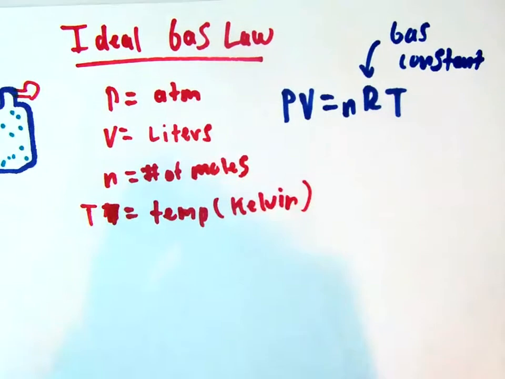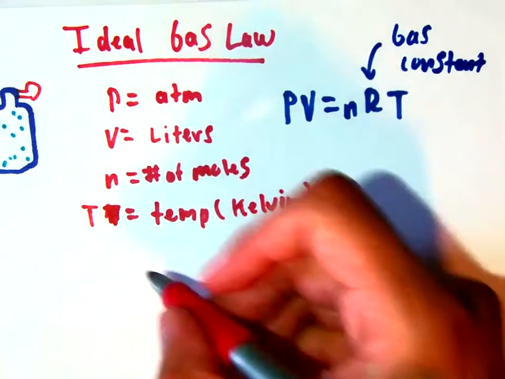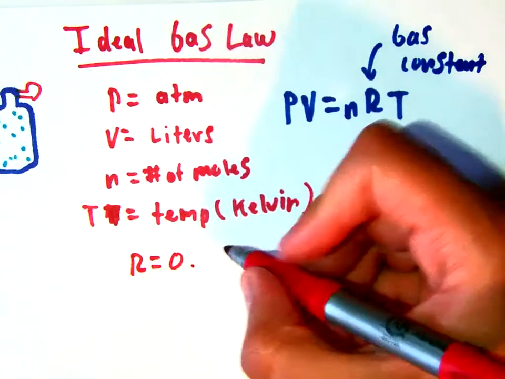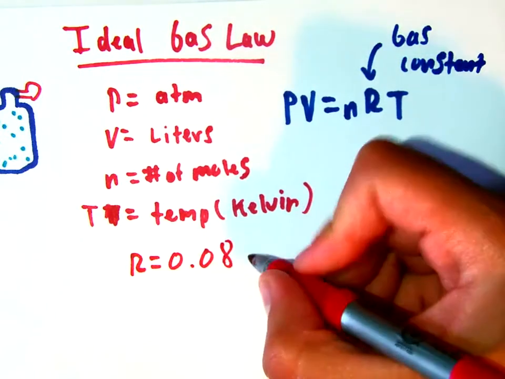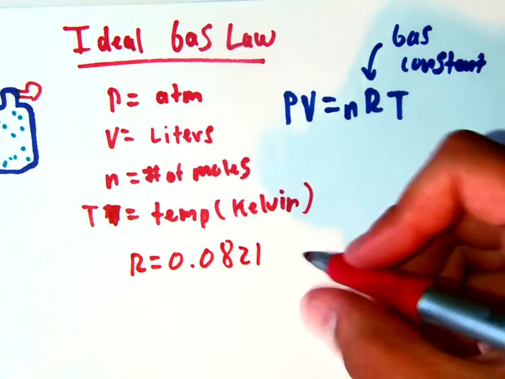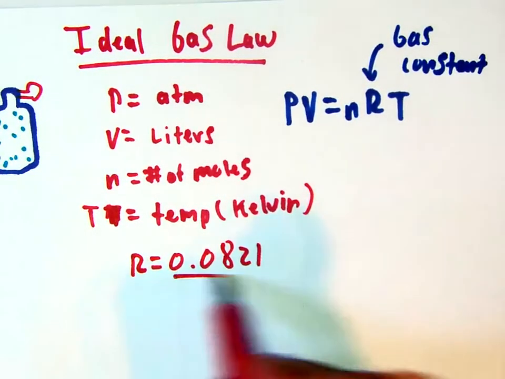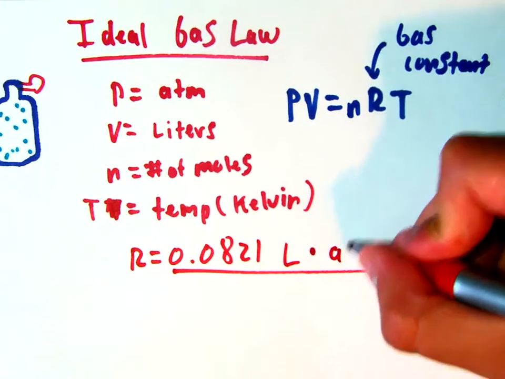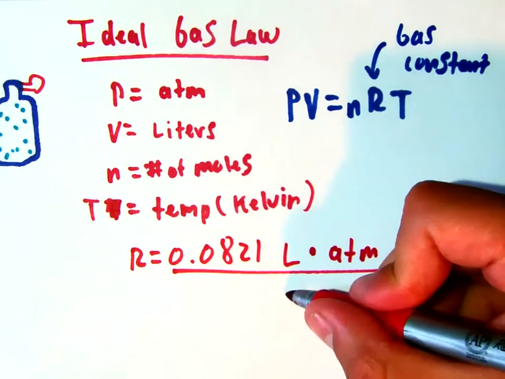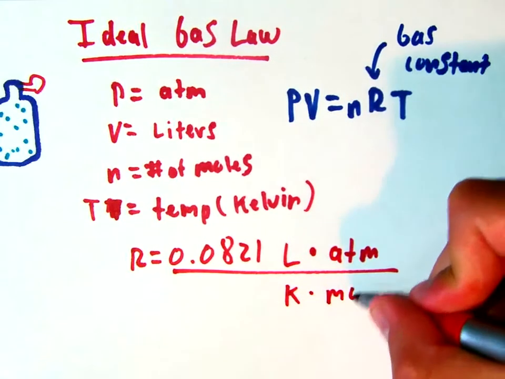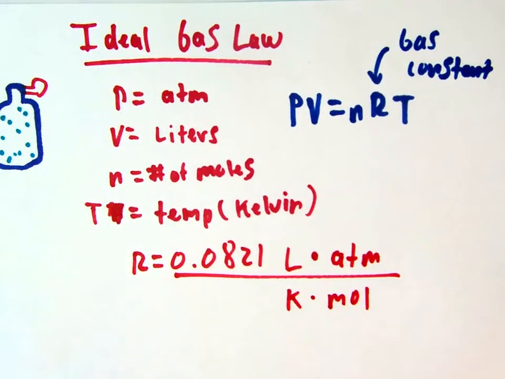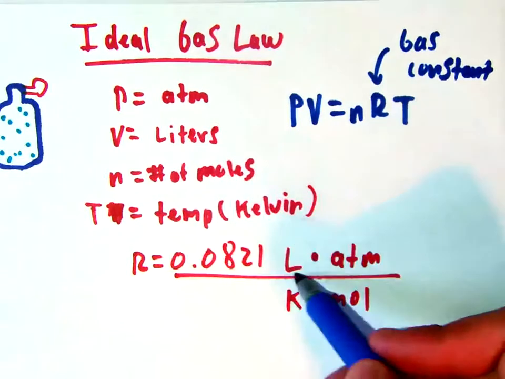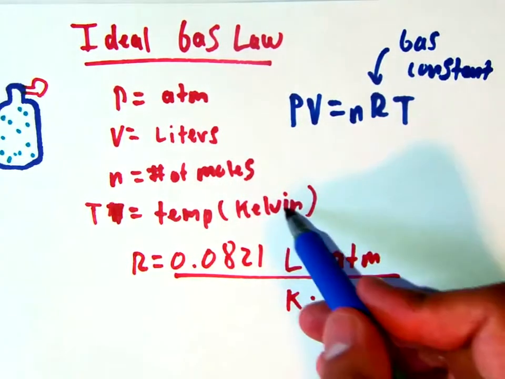So our R value is going to equal R equals 0.0821, and the units for this R are liters times atm divided by Kelvin times mole. If you notice, all of these units are here, right? Atm is here, liters is here, moles is here, Kelvin is here.